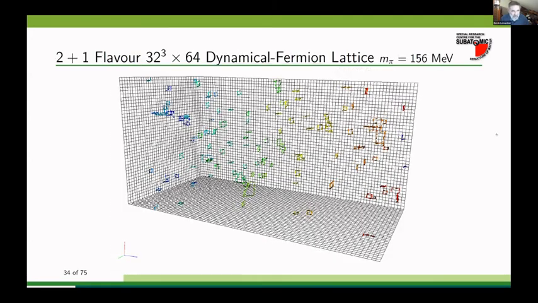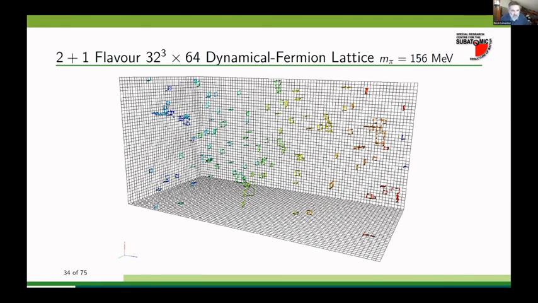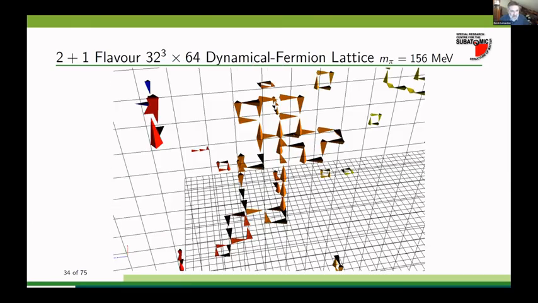In dynamical fermions, it's very different. Again, that's pure gauge and that's dynamical. So all of a sudden, you've got all sorts of small structures within the percolating cluster, and there are some very interesting ones to look at. Let me pick out a few. So here's one of the features that I thought was interesting.